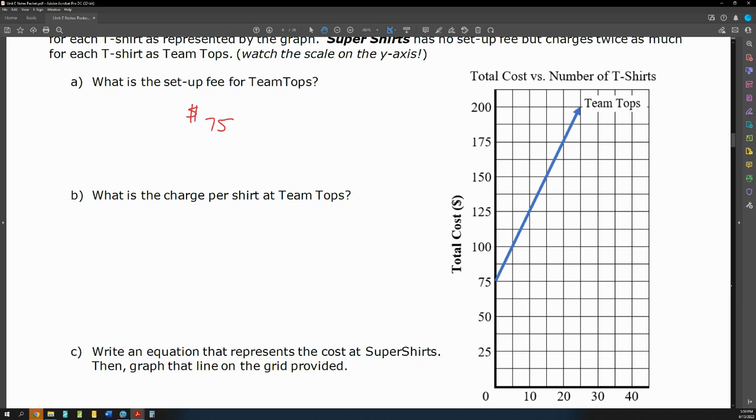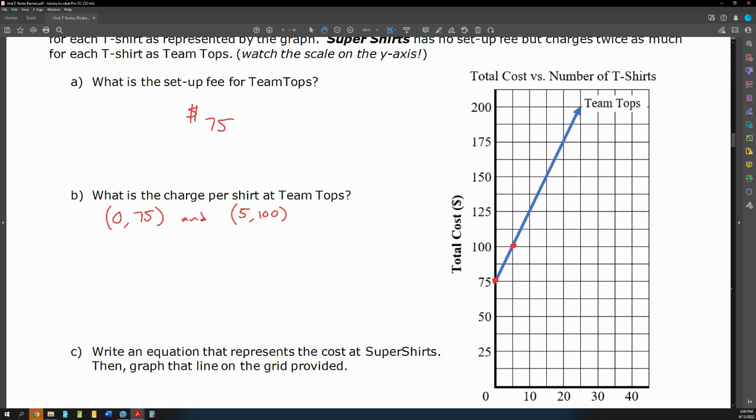What is the charge per shirt? So as you increase the number of shirts, how does the price change? Well, we have to find the slope of this line. So I can see a couple points here. I see we've got 0, 75 and we've got like 5, 100. We could also plot like 10, 125. That's another good point. But let's go ahead and use the point 0, 75 and the point 5, 100.